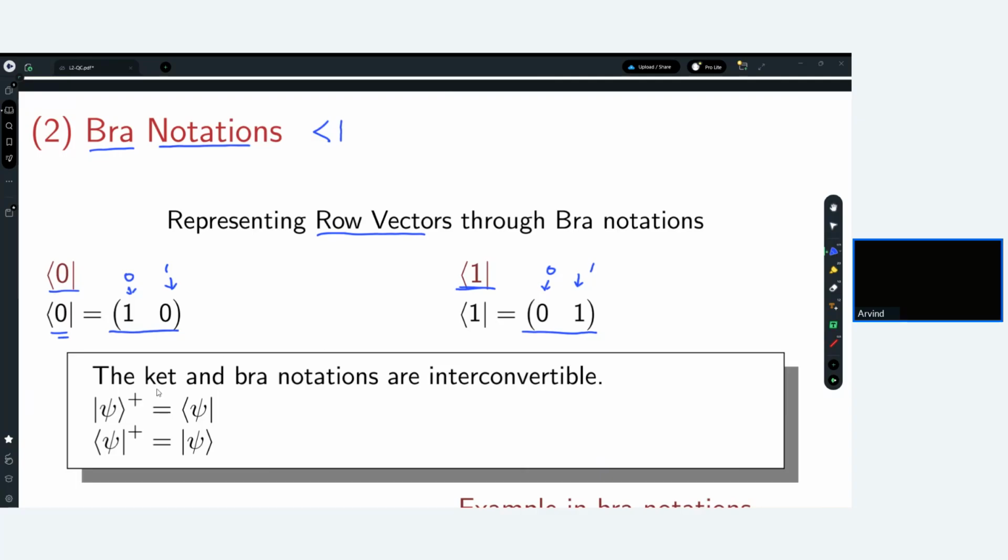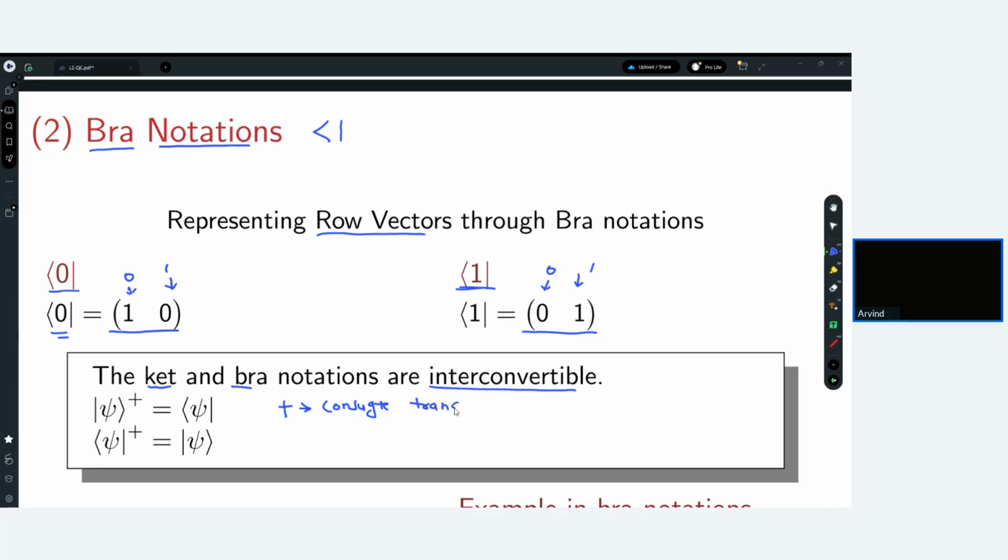The Ket and the bra notations are interconvertible. Interconvertible means that you can transform one notation into the other notation. In order to convert from Ket to bra or bra to Ket, you need to perform the dagger operation, which is nothing but the conjugate transpose.